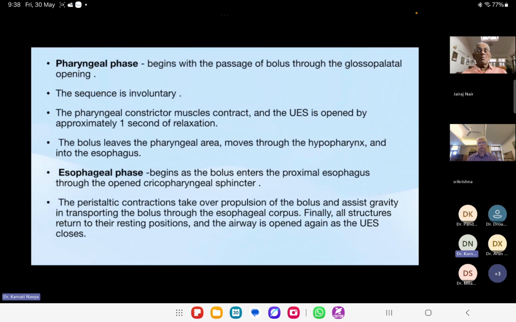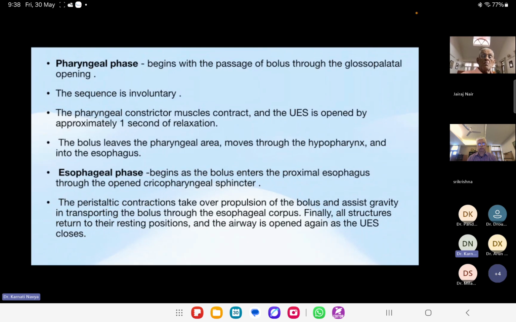The pharyngeal phase begins once the bolus passes through the glossopalatal opening, and this sequence is involuntary. The pharyngeal constrictor muscles contract, and the upper esophageal sphincter is opened by approximately 1 second of relaxation time. Then the bolus leaves the oropharyngeal area, moves through the hypopharynx and into the esophagus.